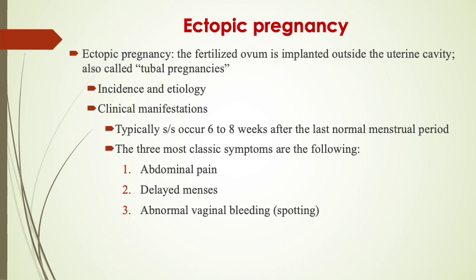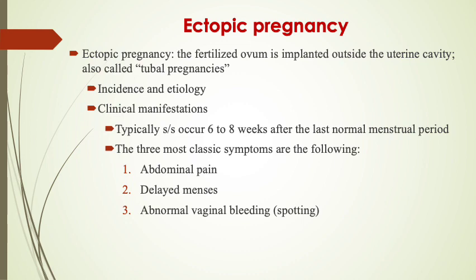When a woman is pregnant, we learned about that last week, after fertilization, the implantation takes place right inside the uterus and then the fetus continues to develop. However, in ectopic pregnancy, the fertilized ovum, instead of being inside the uterus, is implanted outside the uterine cavity inside the tube. So it doesn't make it into the uterus.